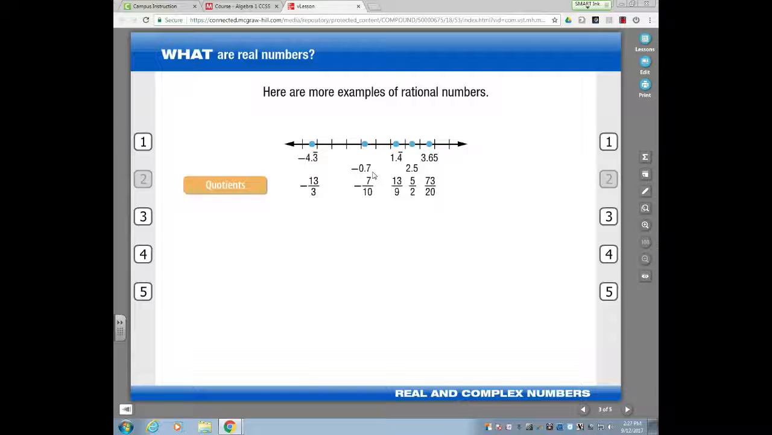This decimal is terminating. If I take 13 and divide it by 9, an integer divided by an integer, I get 1.4 repeating. An integer divided by an integer gives me 2.5, a terminating decimal. 73 divided by 20 gives me 3.65, another terminating decimal. As long as the decimal repeats or terminates, it is considered a rational number.